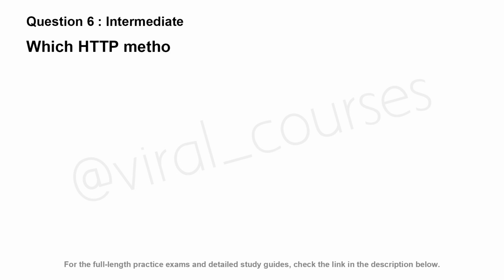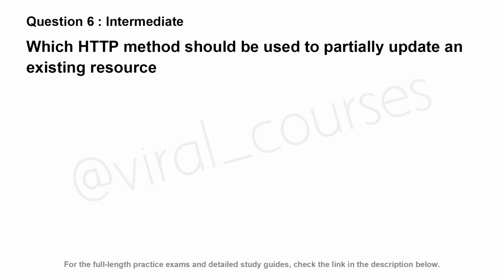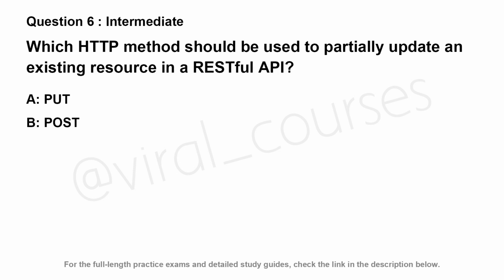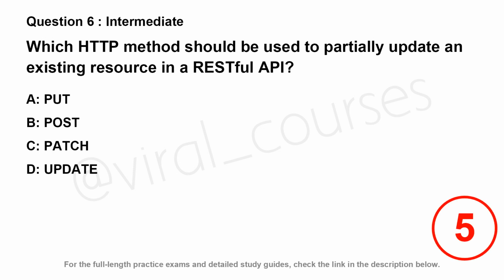Which HTTP method should be used to partially update an existing resource in a RESTful API? Option A, PUT. Option B, POST. Option C, PATCH. Option D, UPDATE.